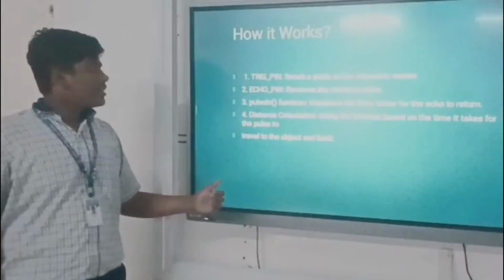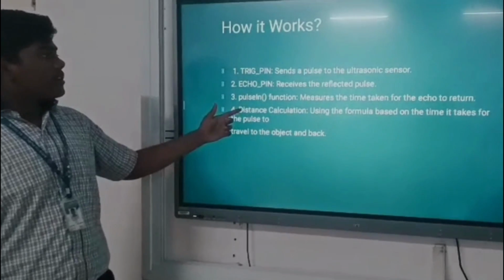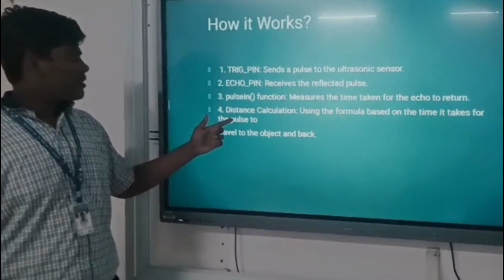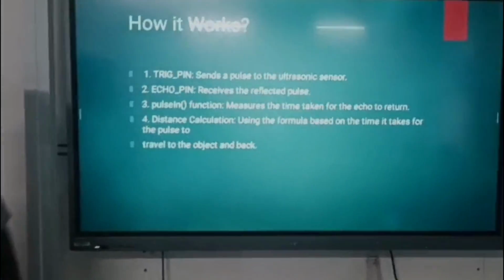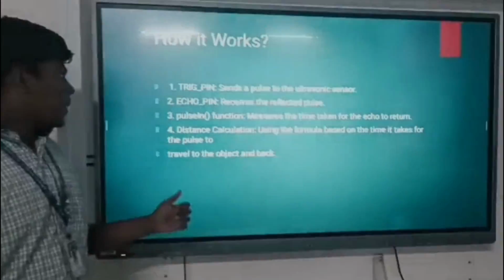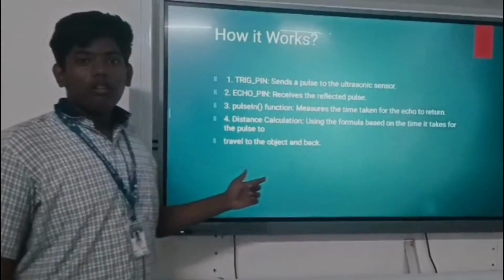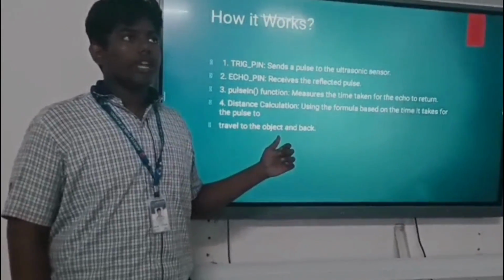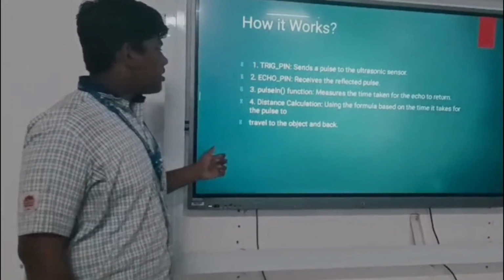How does it work? Trigger feedback. Send the pulse to the ultrasonic sensor. The sensor receives the reflected pulse. The pulse is used in the code, which measures the time taken by the signal to return. Distance calculation, using the formula based on the time. The formula is distance equals time times speed of sound divided by two. Now we will do the object content.